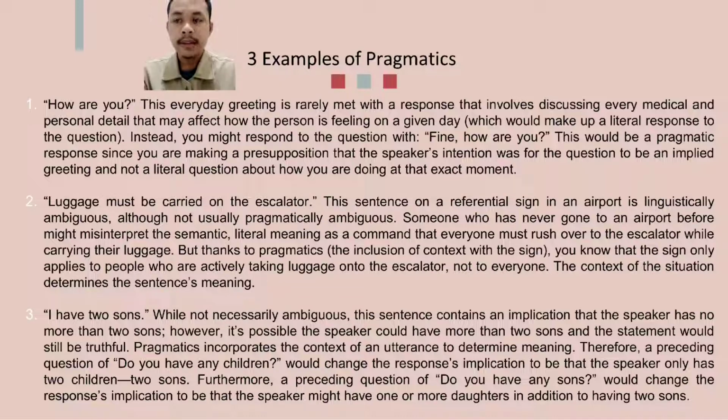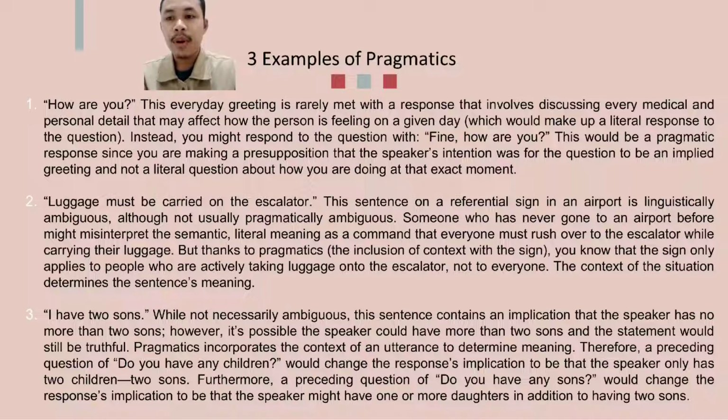And the last, "I have two sons." While not necessarily ambiguous, this sentence contains an implication that the speaker has no more than two sons. However, it's possible the speaker could have more than two sons and the statement would still be truthful.